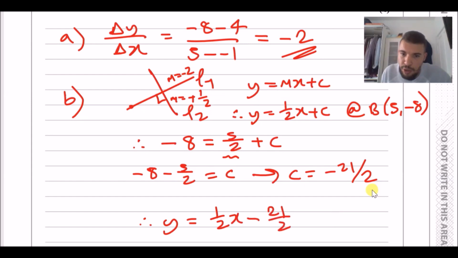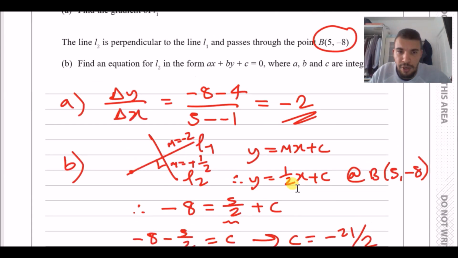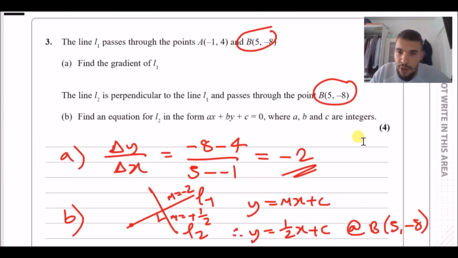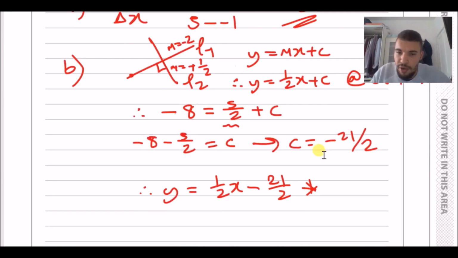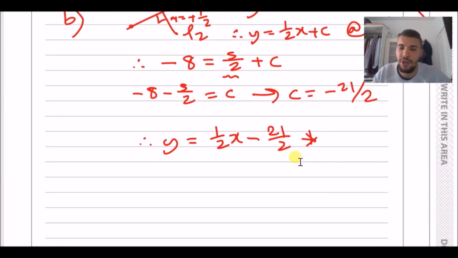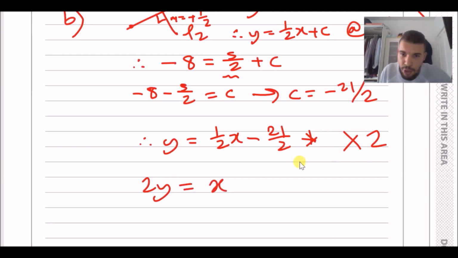And voila, we're done. Now, just being careful, they told us to make it look like this form, where a, b, and c are integers. Right now, they're fractions. So let's go ahead and clear the fraction. The best way to clear it, they're all over 2, is to times the whole lot by 2. So times this equation by 2, we're going to have 2y equals half x becomes just x, the 2 cancels out, minus 21. Now we're going to make it all equal to 0.